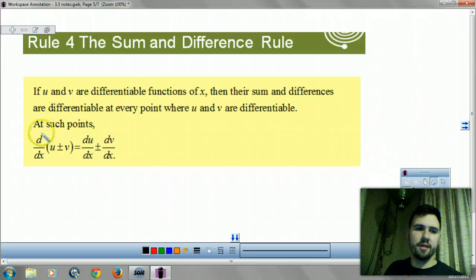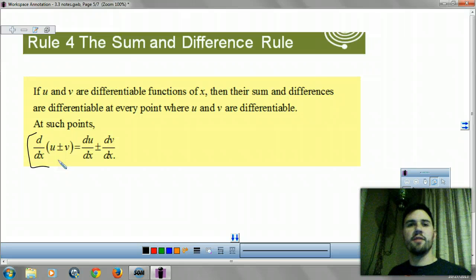Adding and subtracting. This basically says if you're adding two functions together, you can just take the derivative of each and then add them together. You can just break them up. No special fancy things you have to do. It works for subtraction as well.